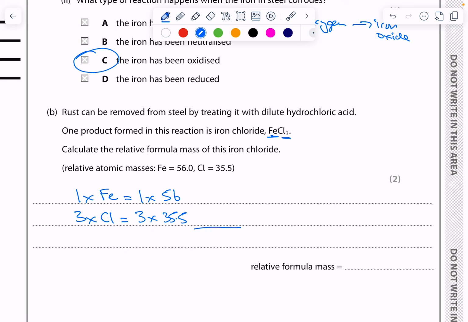And when we work all that out, I'm going to just grab my calculator quickly again. When we work that out, the first one's 56, we can see that. So that's going to be 56. The next one is 3 lots of 35.5, which is 106.5. Add the 56 to it, and we've got an answer there of 162.5. Okay.